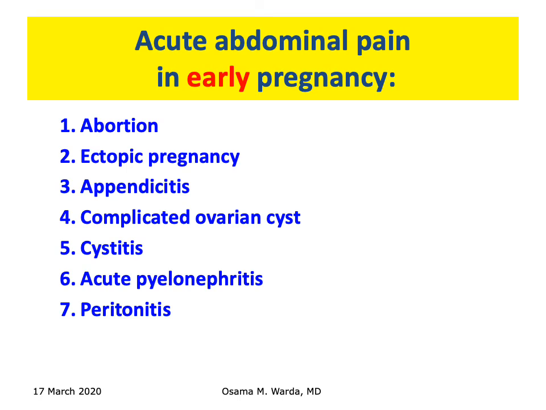Acute abdominal pain in early pregnancy may be due to abortion, ectopic pregnancy, appendicitis, complicated ovarian cyst such as torsion of the cyst, hemorrhage into the cyst or rupture of an ovarian cyst, cystitis. Severe cystitis may cause suprapubic pain. Acute pyelonephritis may cause acute loin pain that radiates to the pubic area, and peritonitis, whatever the cause, may cause an acute abdomen in early pregnancy.